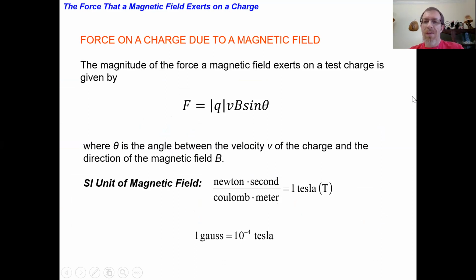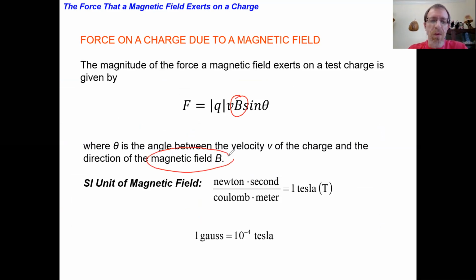The size of that force is proportional to the charge itself, the velocity with which the charge is moving, the magnetic field that the charge is moving in, and then the angle between the magnetic field and the velocity of the charge. A couple things here. We've got this B right there. B is the variable that we're going to use to stand for magnetic field, and magnetic field gets measured in units of Tesla.